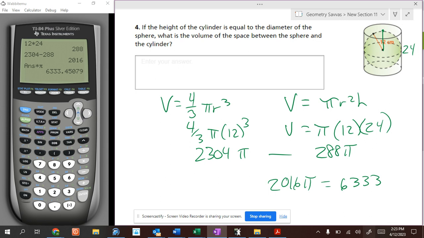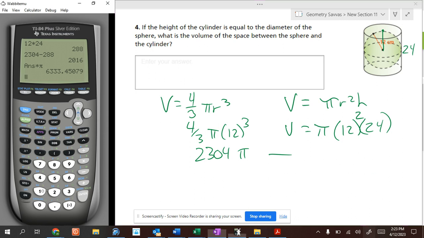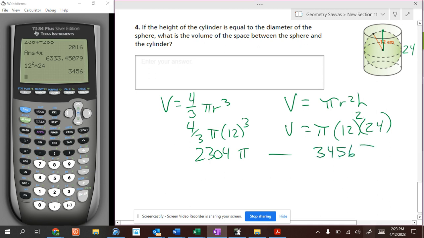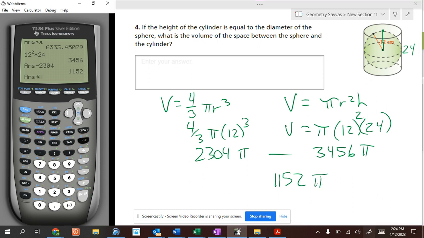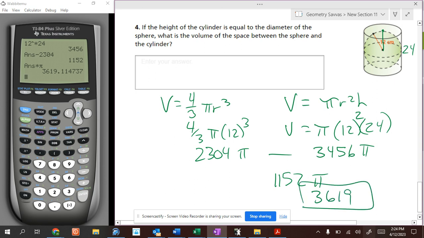Okay. Oh, you know what I forgot? Forgot to square my 12. I was wondering why my answer was so big. Let's try that again. 12 squared times 24, which is 3456 pi. Now I subtract 2304, is 1152 pi, which is basically 3619. All right, so your assignment's out there. Get to work.